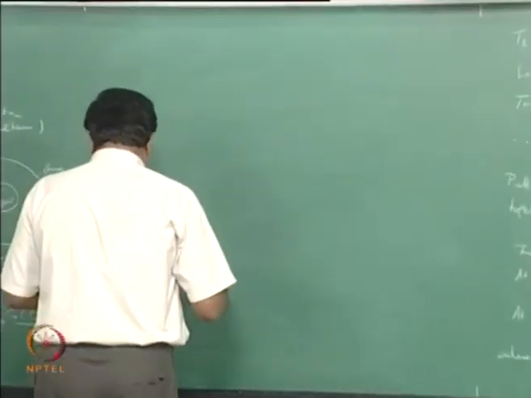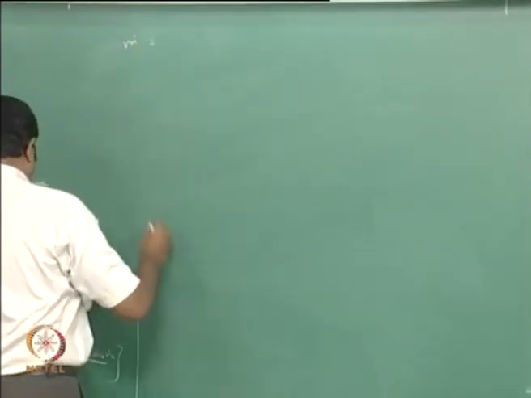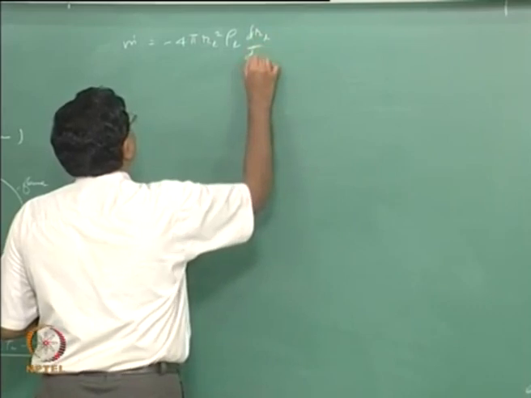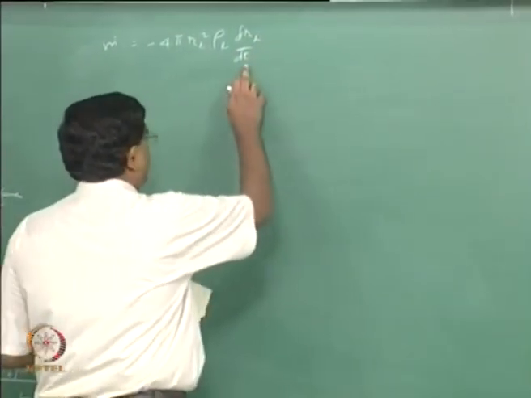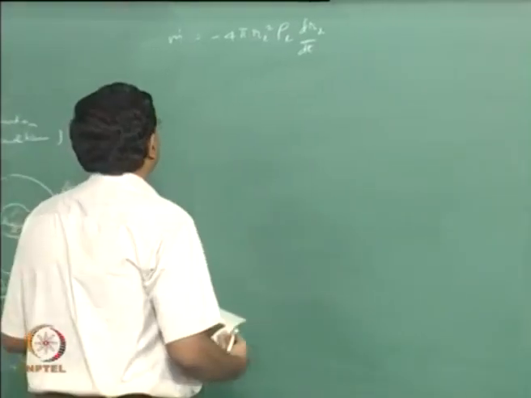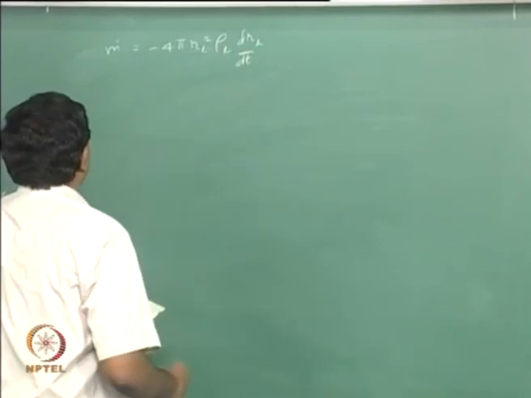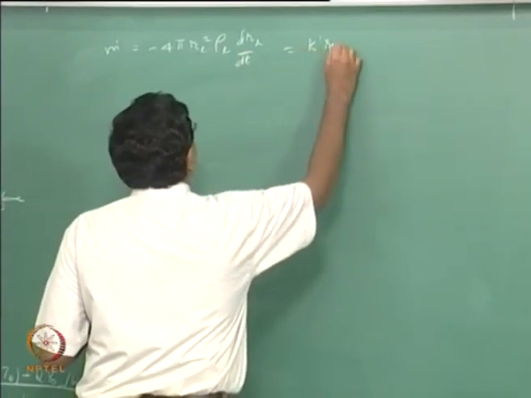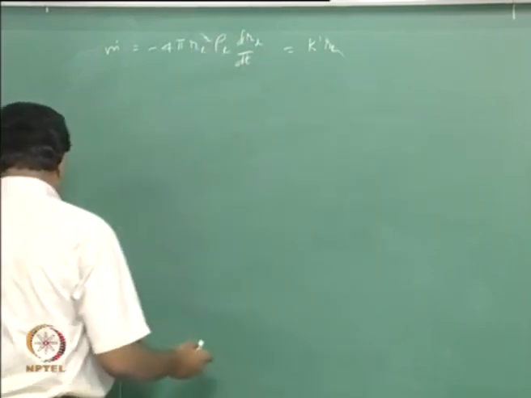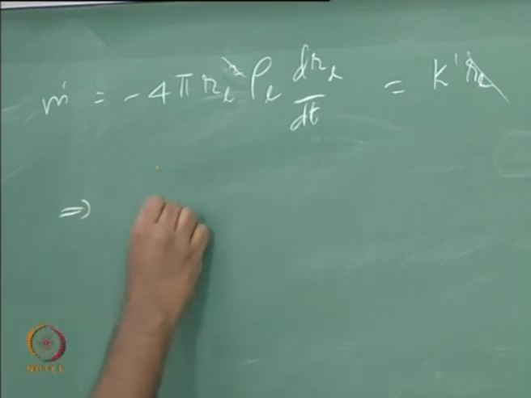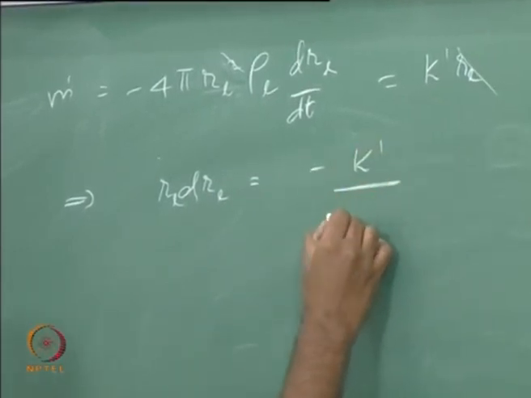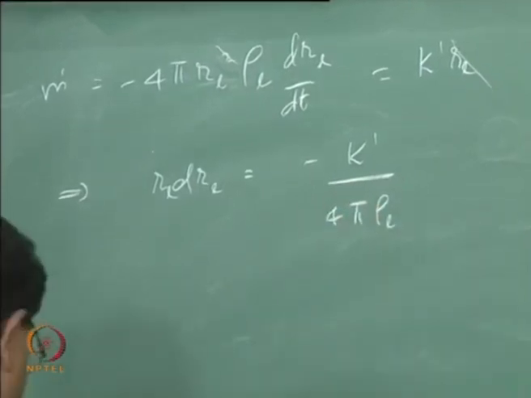So m dot, on the other hand, is negative 4 pi RL squared rho L dRL over dT, right? This T is now at the time scale of the droplet regression. It's not the shorter time scale of the gases equilibrating in diffusion and convection. So this is the kind of time that you're looking for in the d squared law. So this is now equal to k prime RL, which means we can now cancel one of the RLs in the RL squared with this, and from this we can write RL dRL equal to negative k prime divided by 4 pi rho L dT.